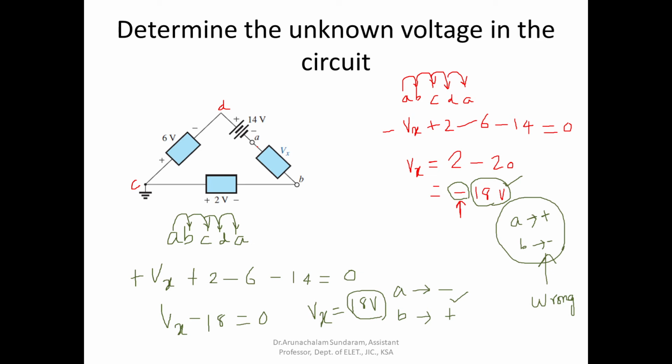So the correct assumption is A is negative and B is positive. So this is correct. So this is the correct polarity. So A should be negative and B should be positive.